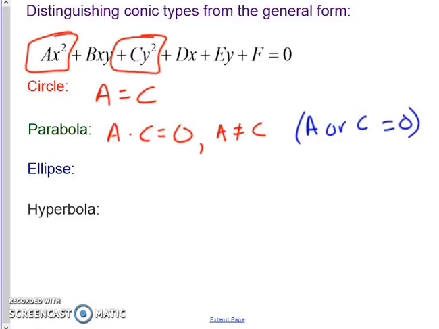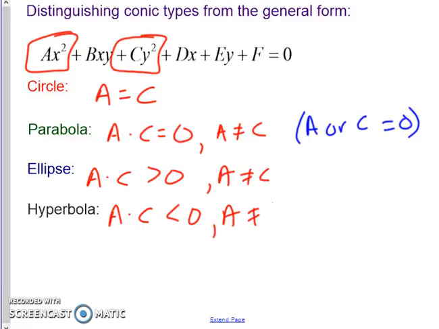For the next two, we're going to again multiply a and c together. So for an ellipse, if it's greater than 0, it would be an ellipse because a and c would either be both positive or both negative. So you have a plus sign in between. If you have a hyperbola, it would be less than 0 because one would be positive, one would be negative. And in both of these cases, a cannot equal c.